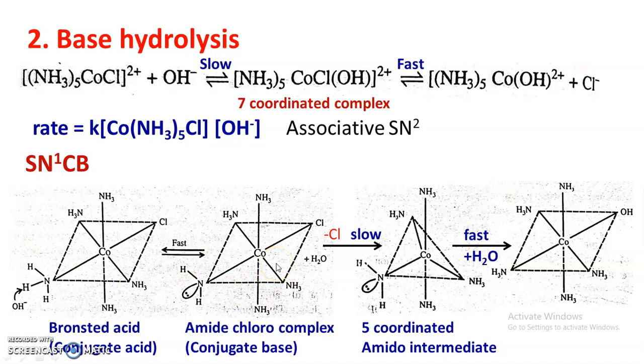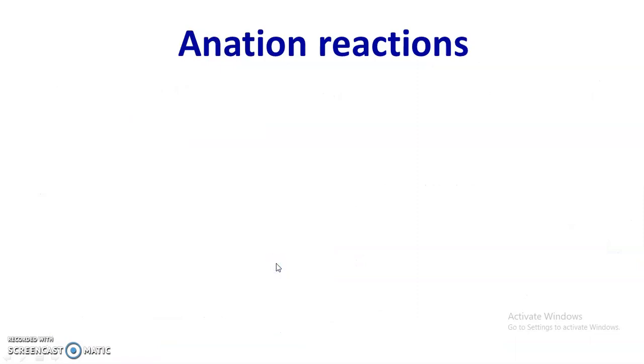and this is about the base hydrolysis reaction. Now the last reaction, that is the anation reaction. What do you mean by an anation reaction? The reaction of an octahedral complex involving replacement of a water molecule by an anion is called an anation reaction. This anation reaction is the reverse of acid hydrolysis.